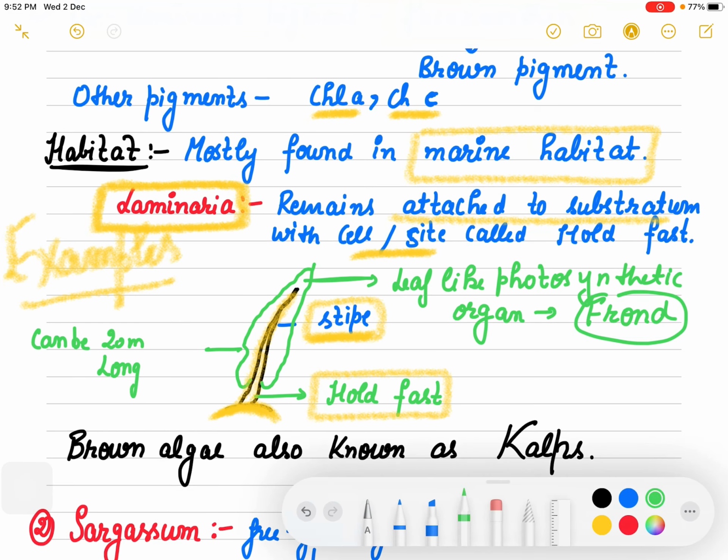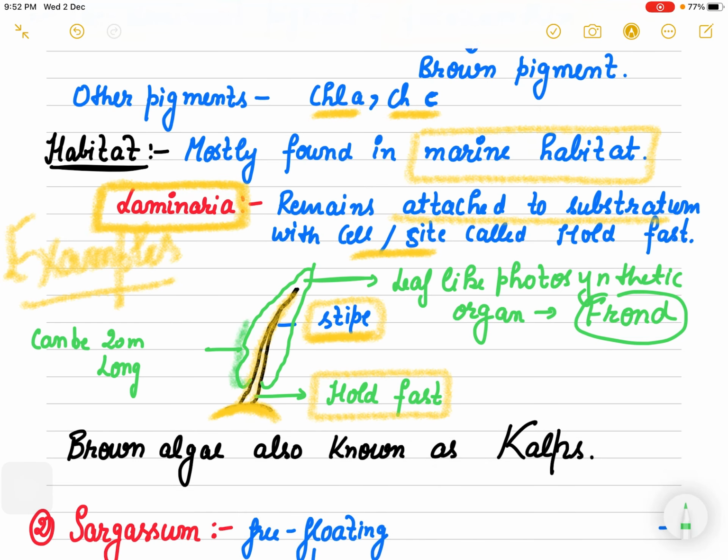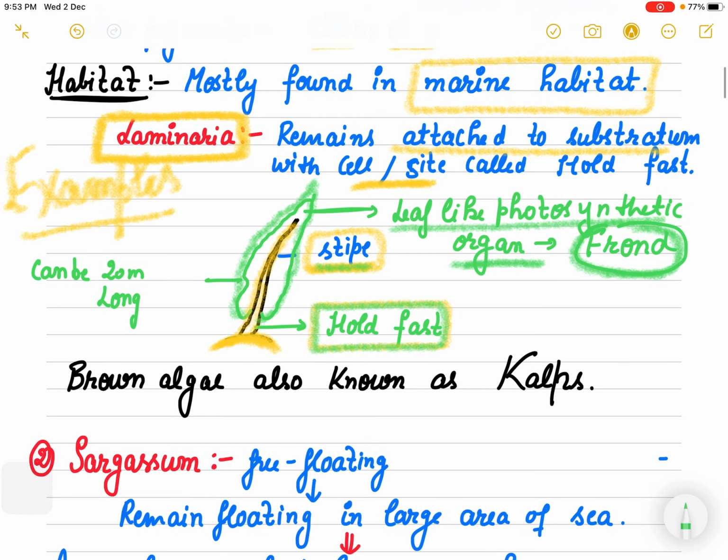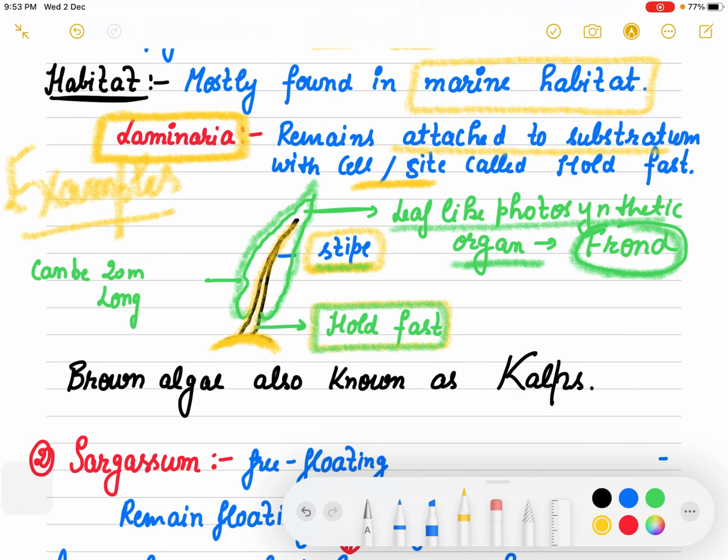Then it has a leaf-like structure which is very, very long. I have drawn it very short, but it can be 20 meters long, like in the angiosperms. This leaf-like photosynthetic organ in Laminaria is known as the frond. If you look at your diagram in your NCERT, three things are mentioned: frond, stipe, hold fast. So this is the easy diagram of your Laminaria.